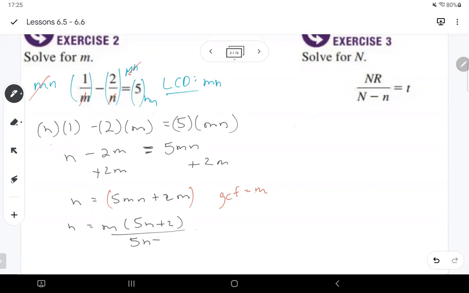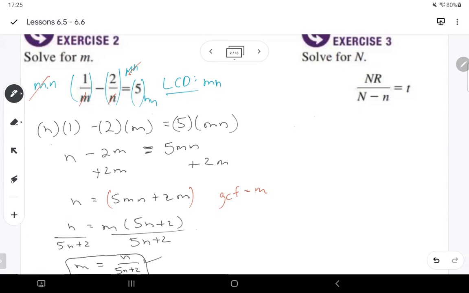binomial on both sides. And then I'm going to choose to write the m first. So I'm just swapping the sides. So m equals n over 5n plus 2.